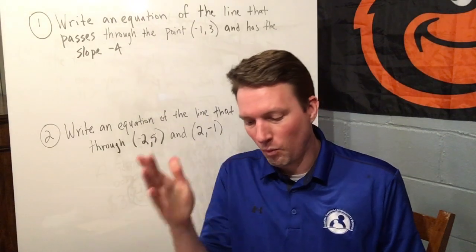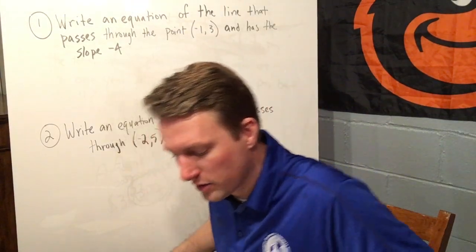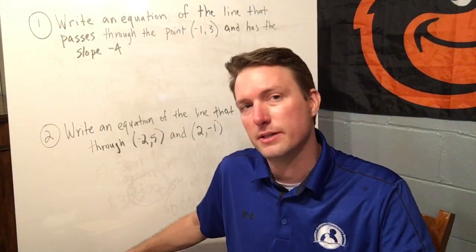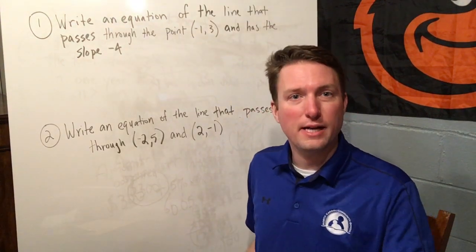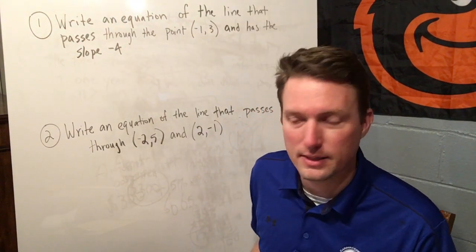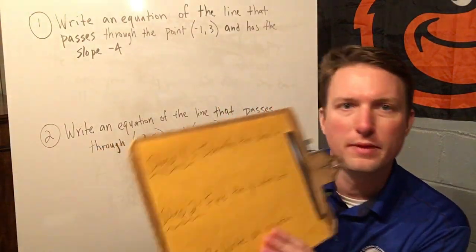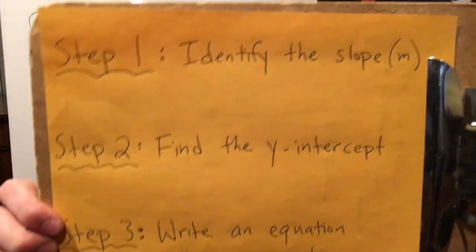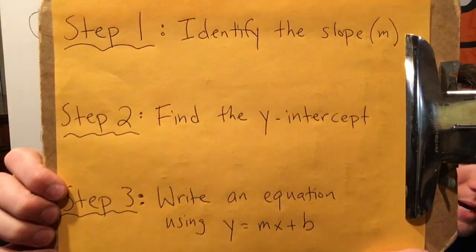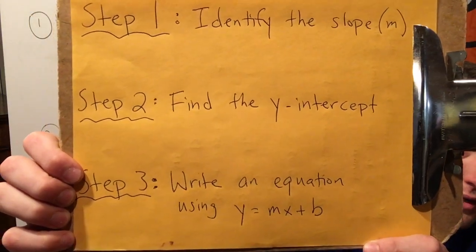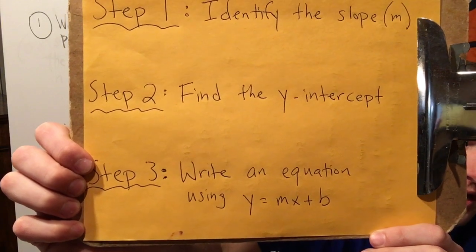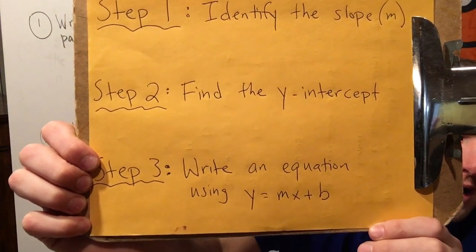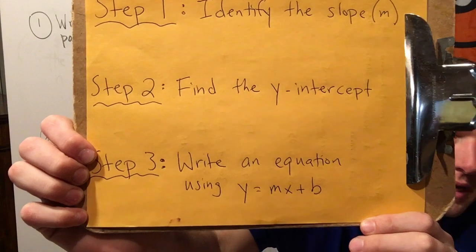So, what I'd like to do is talk about how to use linear equations in slope-intercept form. Now, there are actually 3 steps to do this. Step number 1 is to identify the slope. Step number 2 is to find the y-intercept. And step number 3 is to write an equation using y equals mx plus b.